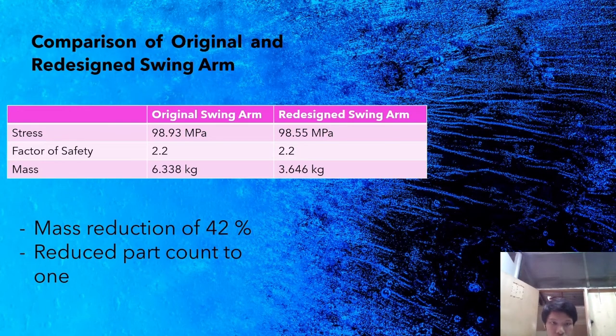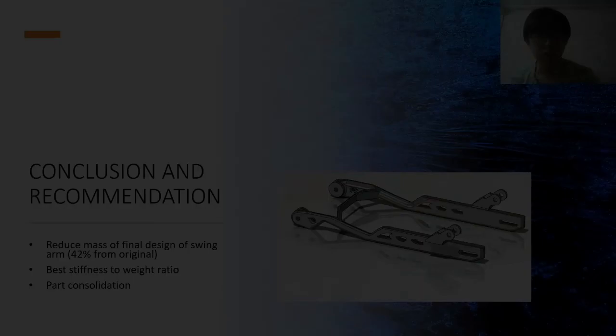So in conclusion, there is a mass reduction of 42%, which is conducted and optimized by the topology study, and the part consolidation is also achieved, which will reduce the part count to 1. As before, the original swing arm is welded from a few parts, but as we conduct the production of the redesigned swing arm using additive manufacturing, it reduced the part count to 1.